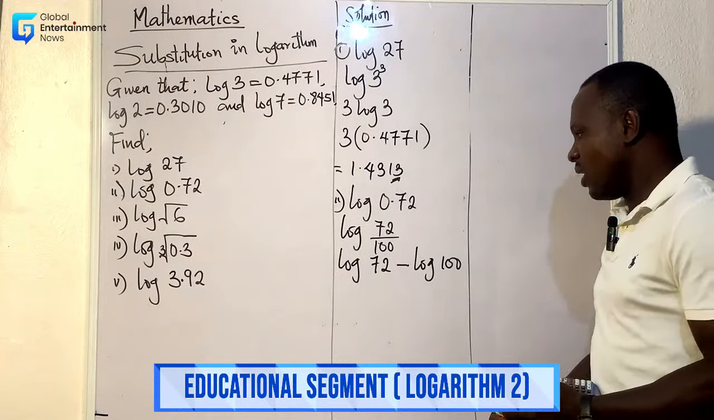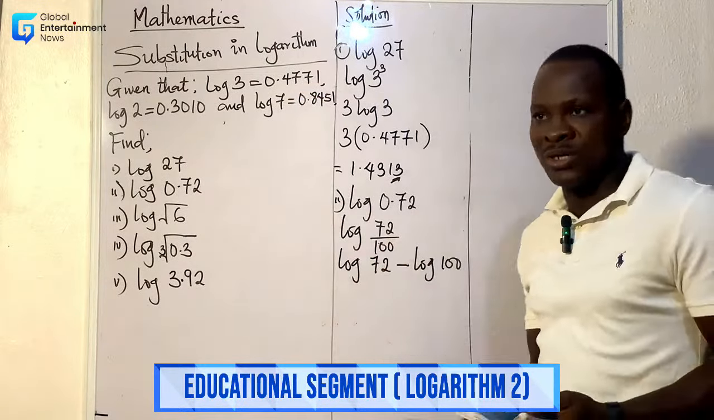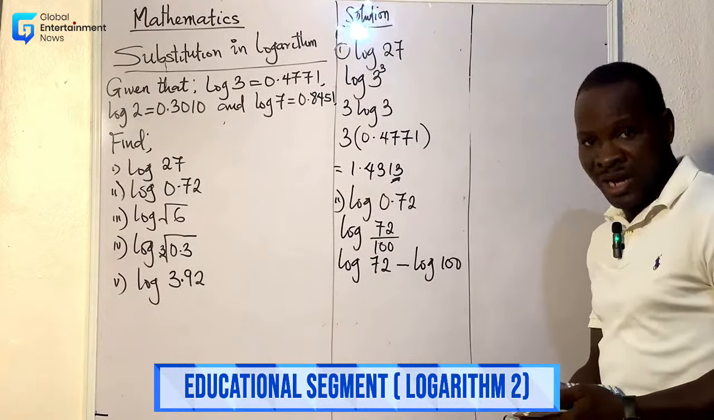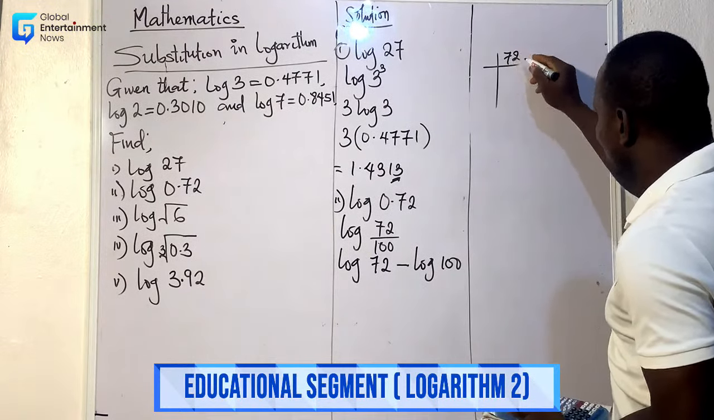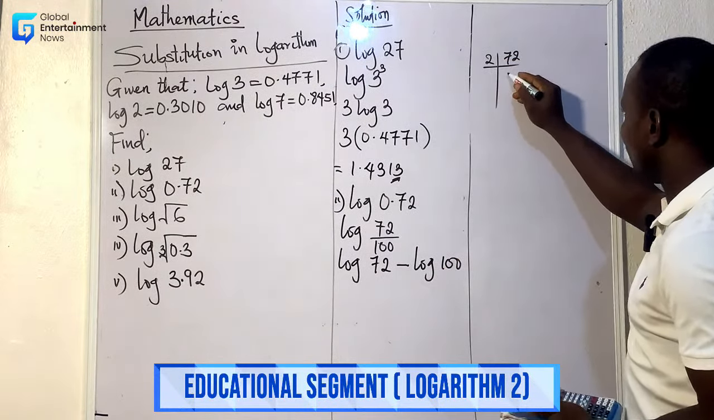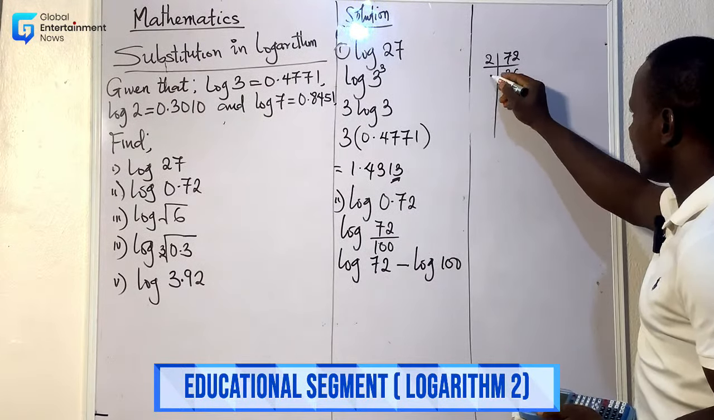Now, what do we do now? There is nothing called log 72 in the substituent we're given. So we break this 72 down. Let's break it down. Let's see how it goes. 72. What can go? 2 can go. So we have 2. In 72, it gives us 36. What can go again? 2 can go.